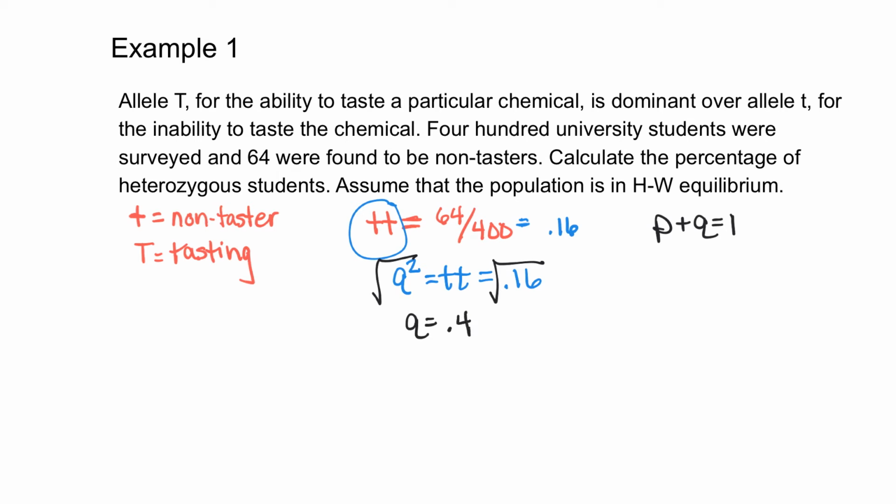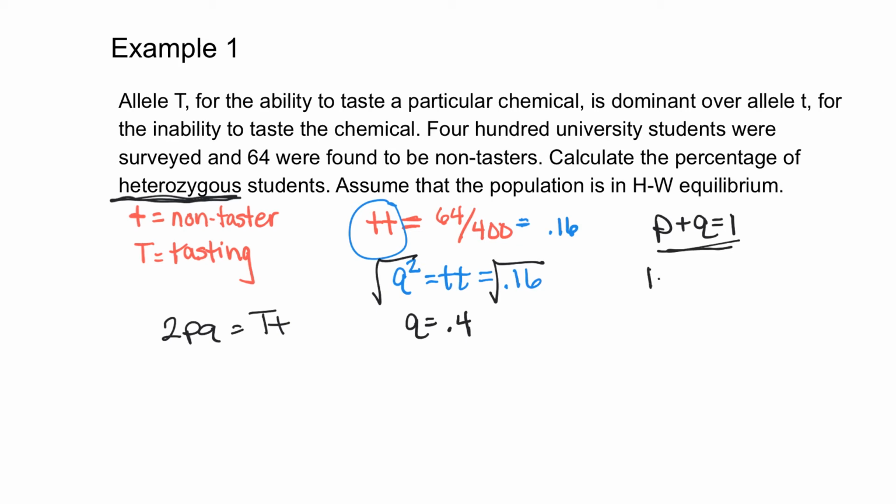So now, because we're looking for heterozygous students, we know the allele frequency for T, right? But we need 2PQ, right? Because that's the heterozygous genotype. And that's what they're asking us to find. So what we do is we find P by rearranging this equation.